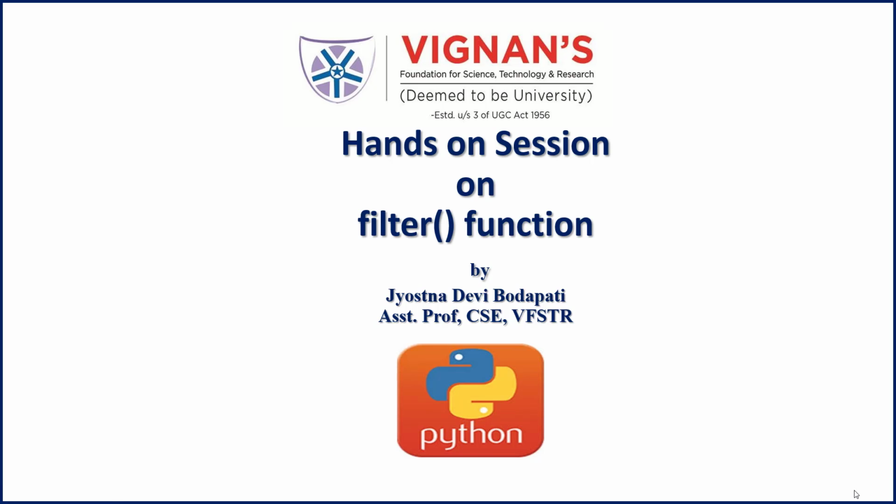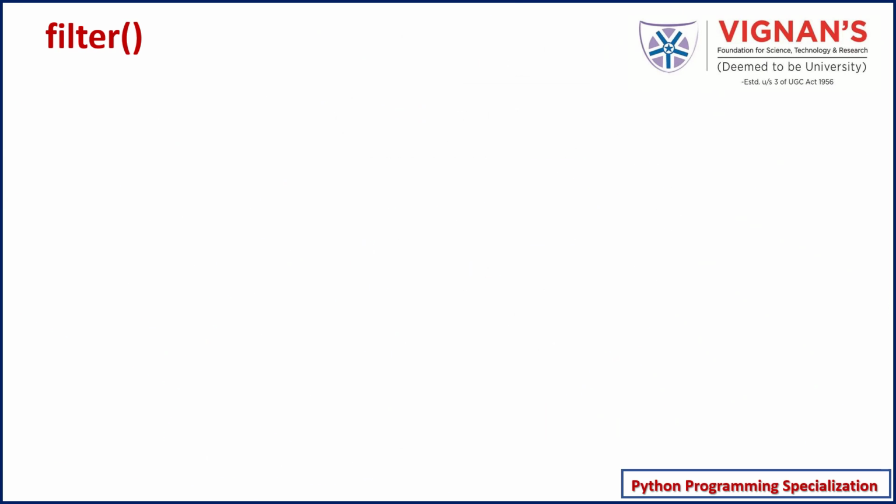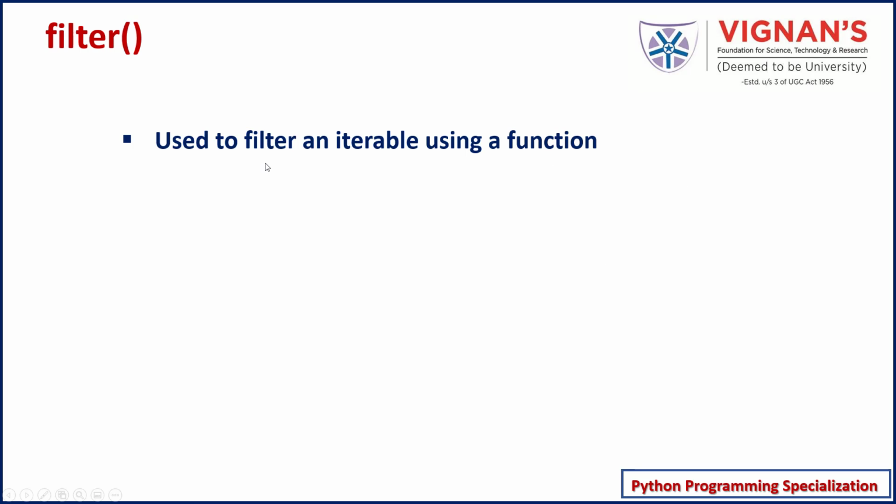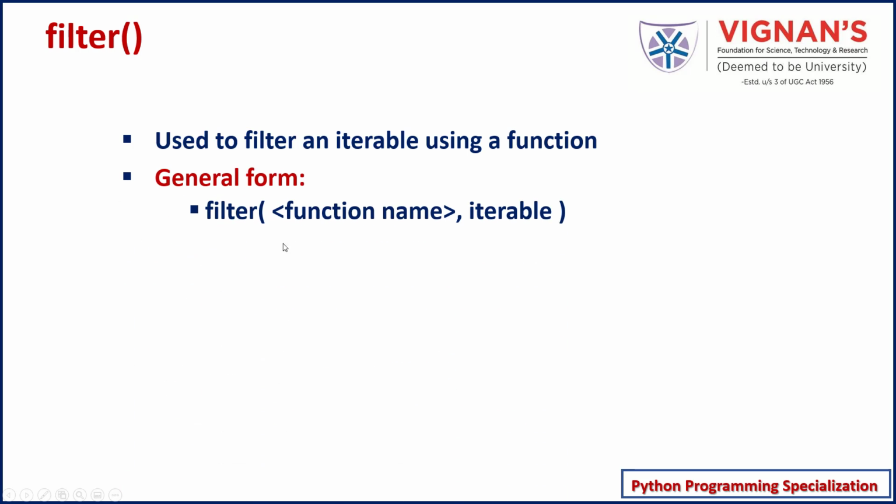In this video, we'll discuss filter, another useful built-in method provided by Python. This filter method is used to filter out certain elements from a given iterable, and a function is used to filter out the elements of the iterable. If you check the general form, it takes two arguments, where the first argument is a function and the second argument is the iterable.